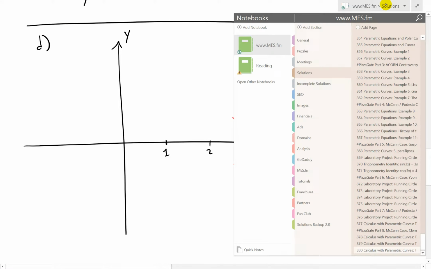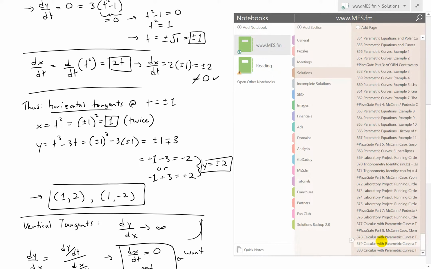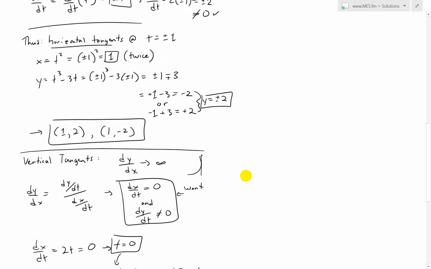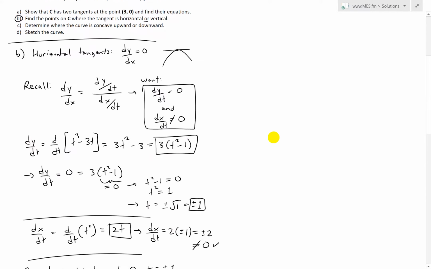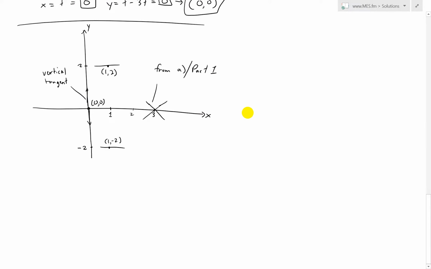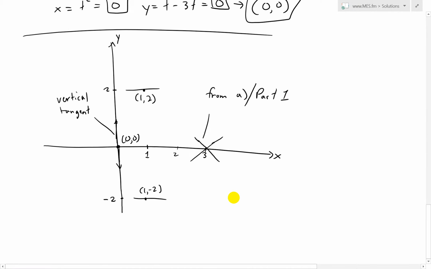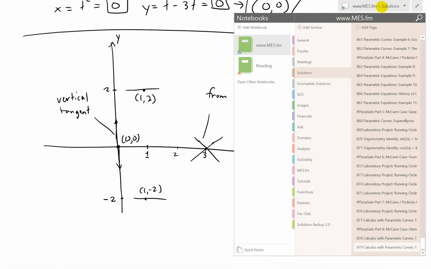And now from the second part, I'll scroll down here. This is the second part. I showed that we have the points 1, 2 and 1, negative 2. We have horizontal tangents, and then there are vertical tangents, horizontal at those areas right here.